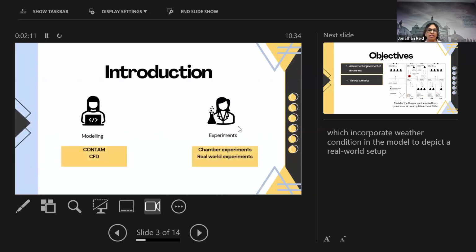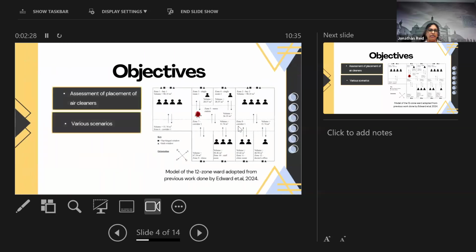My PhD is basically in two parts. The first is modeling, and then there are experiments in the chamber and real-world experiments in an actual hospital ward. The first part is modeling using CONTAM. This is the 12-zone hospital ward that we've used. The entire CONTAM model has been taken from work done by Alex. Probably he's not here today.